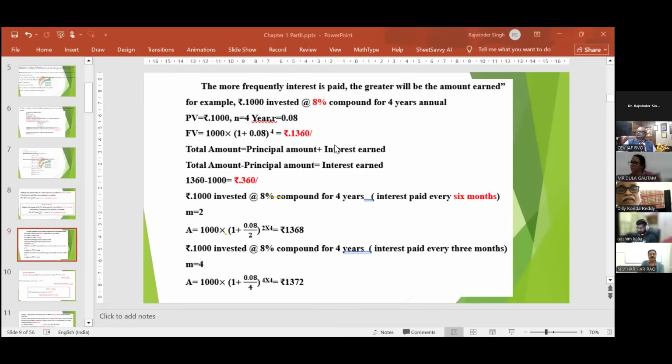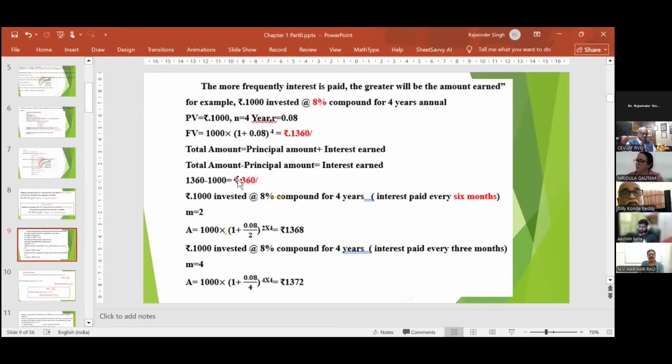Let us suppose you have invested 1,000 in the bank at 8% rate of interest for 4 years. Suppose compounding is done annually. Then the formula will be present value into 1 plus r raised to power n. N is 4. If you calculate it, you will get rupees 1,360. It means you have received an interest of 360 rupees from the bank.